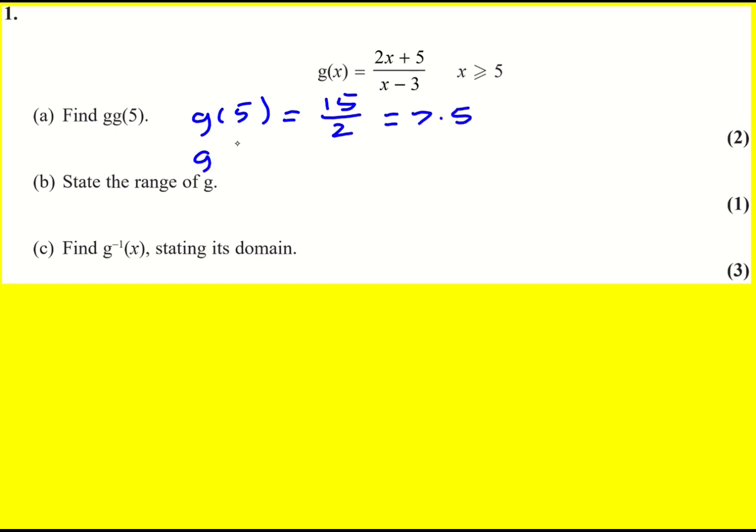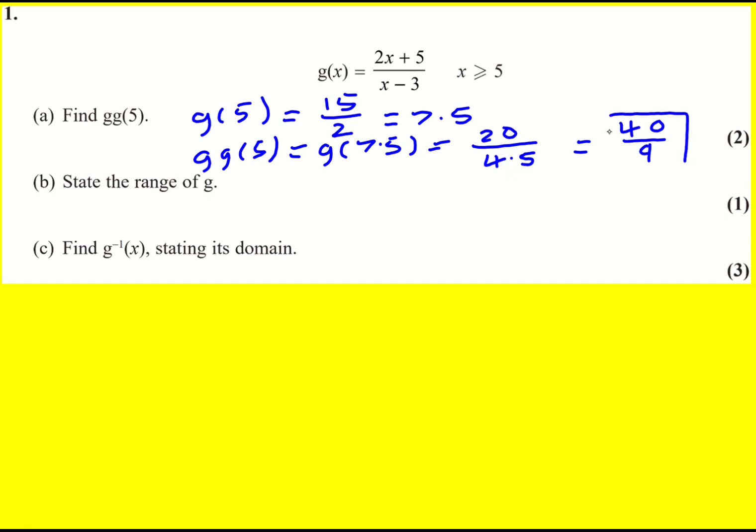And that means g of g of 5 is actually going to be g of 7.5. Double it to 15 plus 5, I'm going to get 20. And then it's 7.5 minus 3, so I'm actually dividing by 4.5. I can times top and bottom by 2 to get 40 over 9. No, that's actually the smallest, so the 7.5 is the value putting in when we put our smallest value of x in.